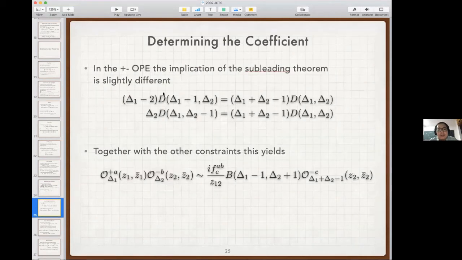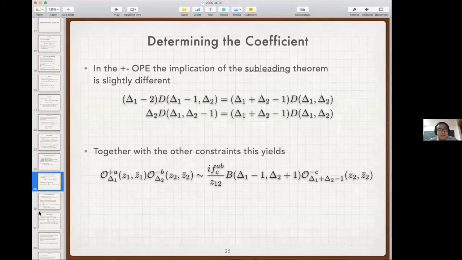Of course, there's also the D function, which also has to do with the negative gluon operator. And here the change enters in the subleading soft theorem. So instead of the previous relation, it imposes a set of new relations. And when you solve the system, you get also the OPE coefficient correctly. Okay.